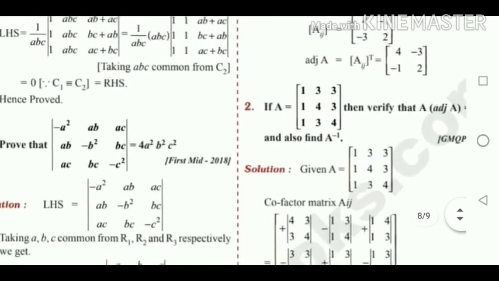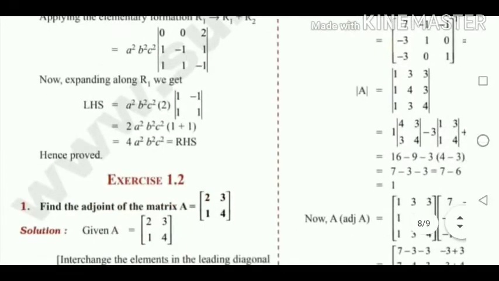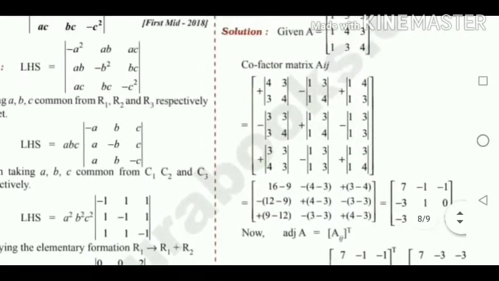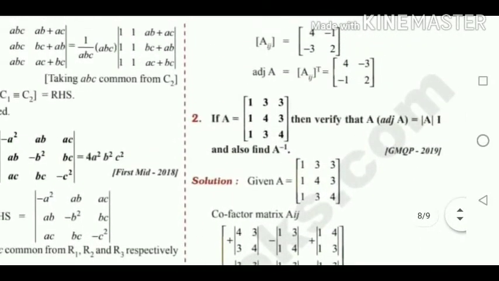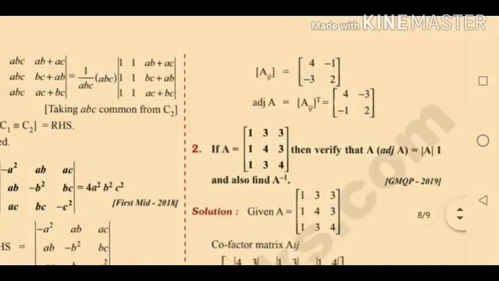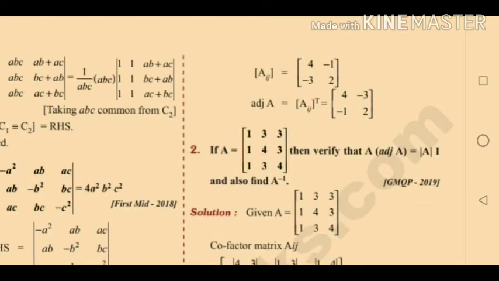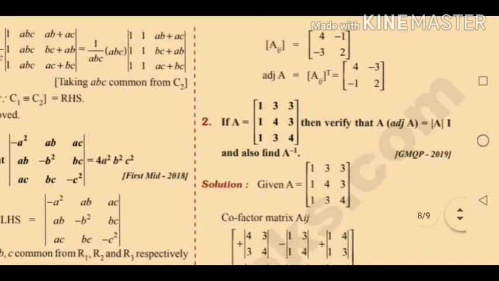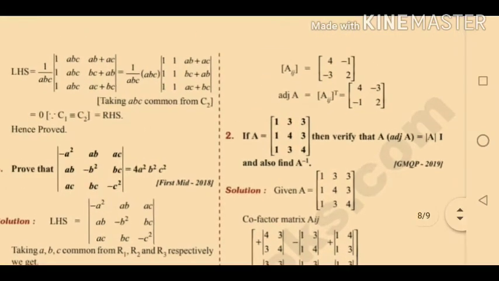So the adjoint of A is nothing but [4, -3; -1, 2] after finding this. Row is changed into column. So 4, minus 3 and minus 1, 2 as the adjoint.